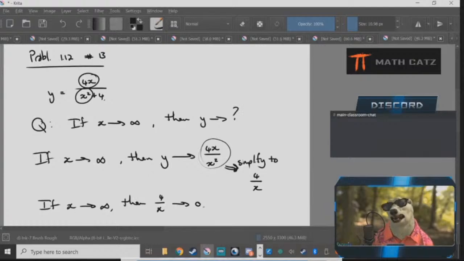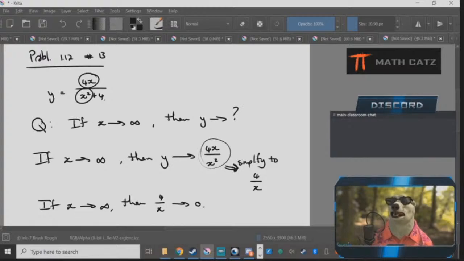If I look at the original function, 4x in the numerator, x squared plus 4 in the denominator, the whole thing shrinks down to 0 eventually. In the middle, I have no idea what other things are happening. Long term, the whole y value shrinks down to 0, which when you think about it makes sense.